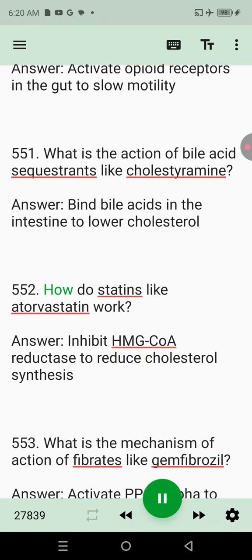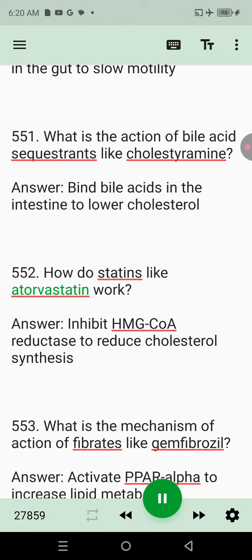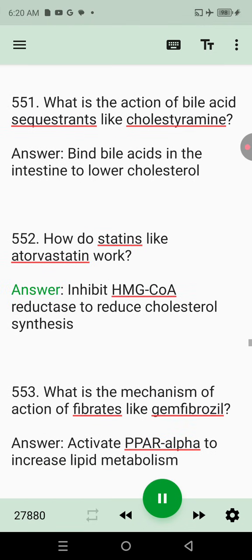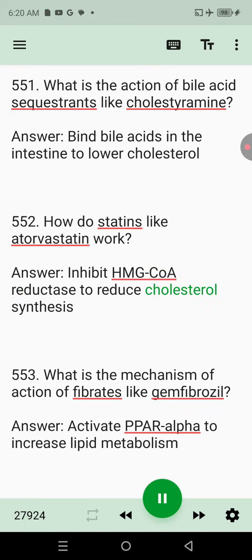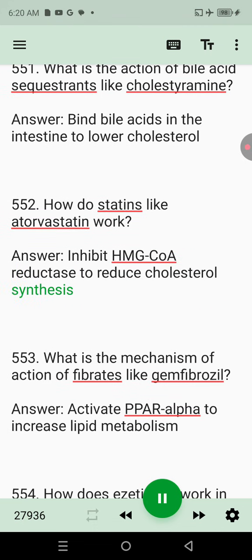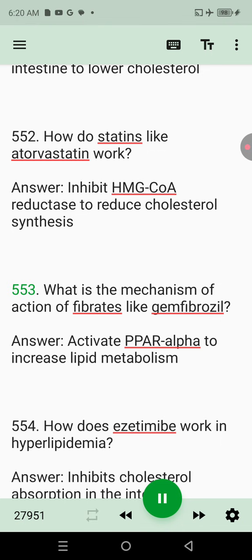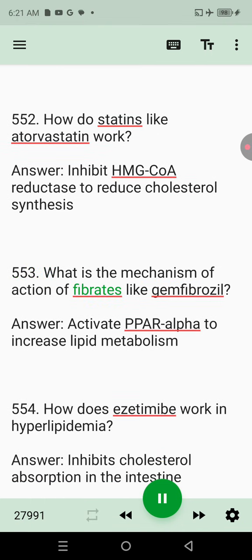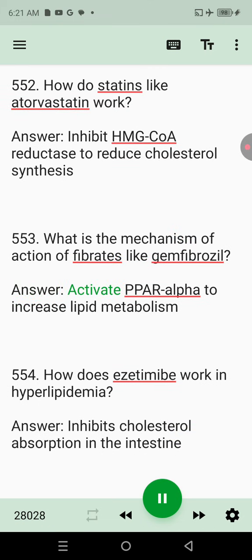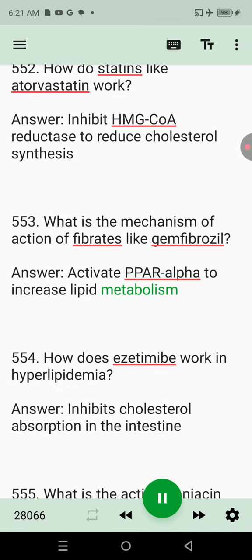552. How do statins like atorvastatin work? Answer. Inhibit HMG-CoA reductase to reduce cholesterol synthesis. 553. What is the mechanism of action of fibrates like gemfibrozil? Answer. Activate PPAR alpha to increase lipid metabolism.